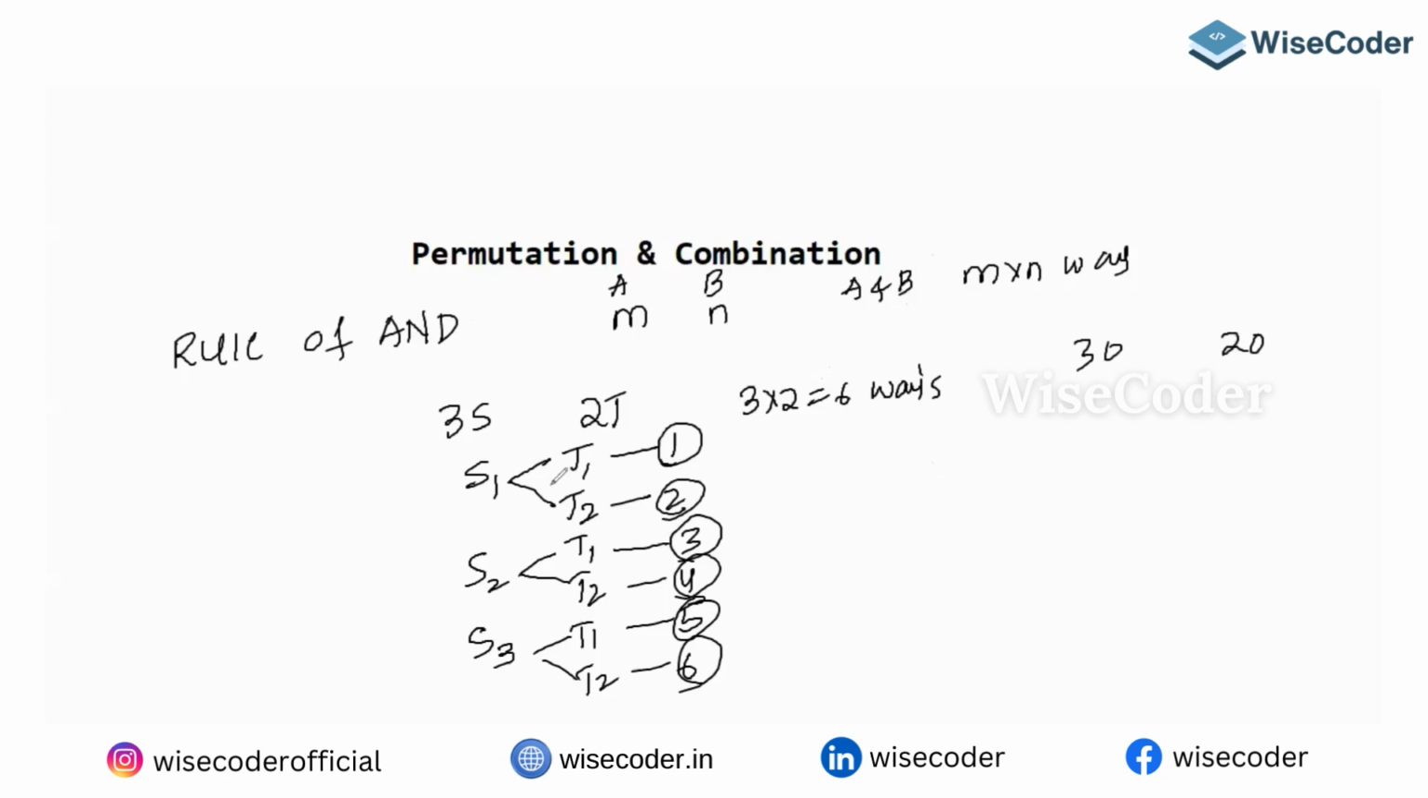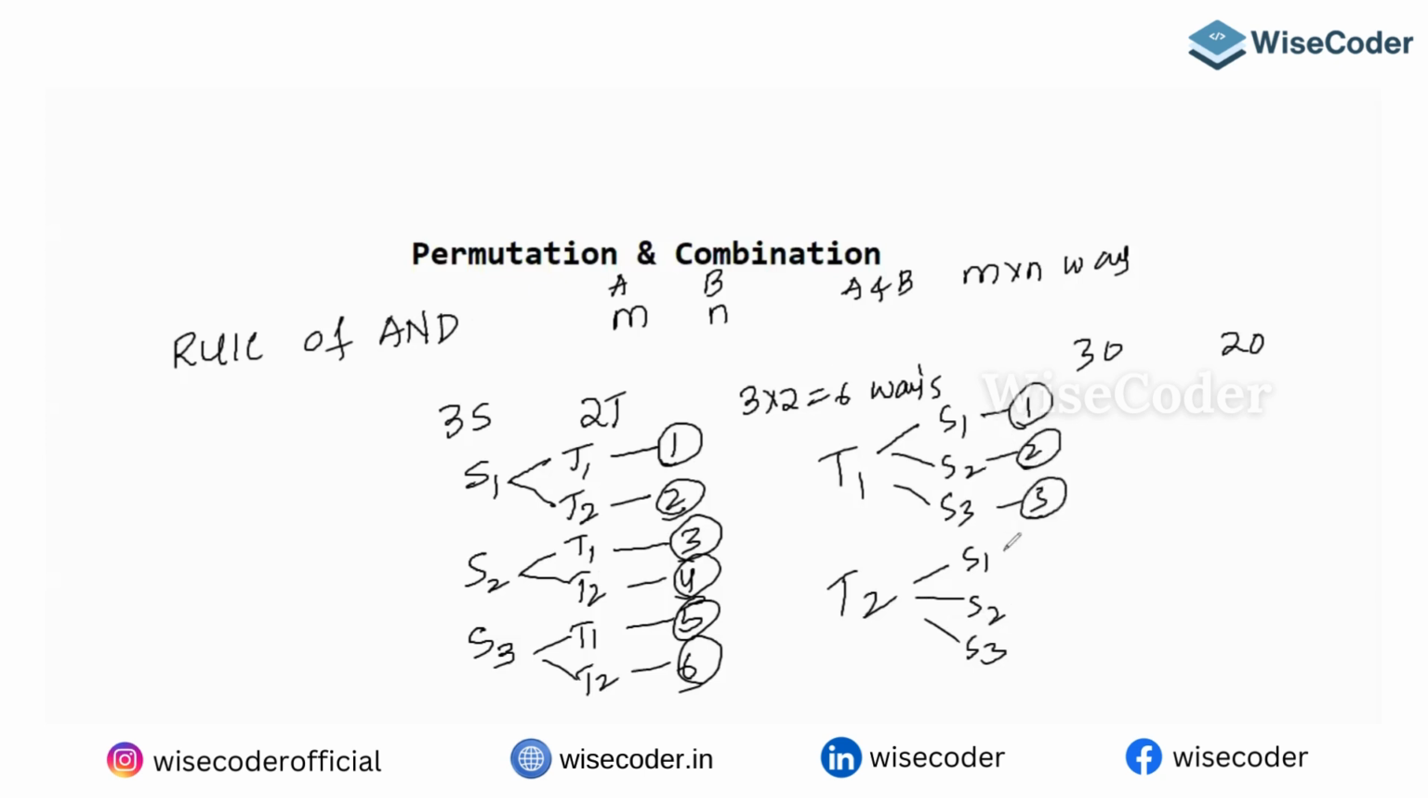You can do the same scenario with the trousers. Trouser 1, trouser 2. With trouser 1, I can wear shirt 1, shirt 2, shirt 3. Here too I can wear shirt 1, shirt 2, shirt 3. How many ways am I doing? One way, the second way, the third way, the fourth way, the fifth way, the sixth way. So in total there are 6 ways. So guys, it's just all about counting.